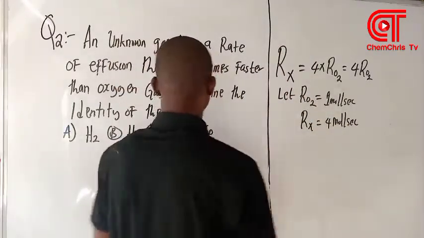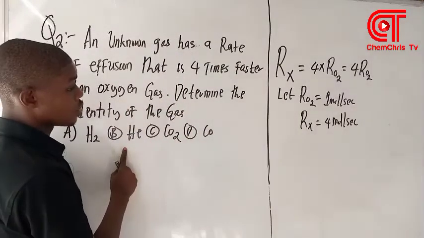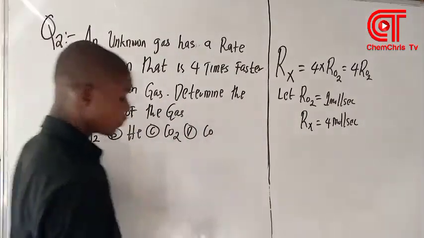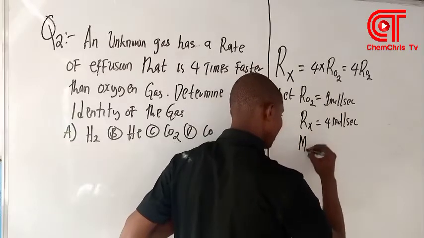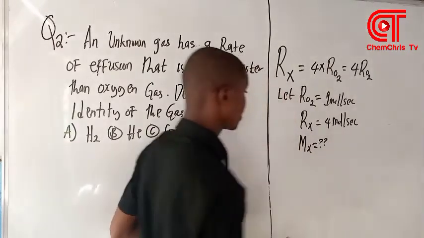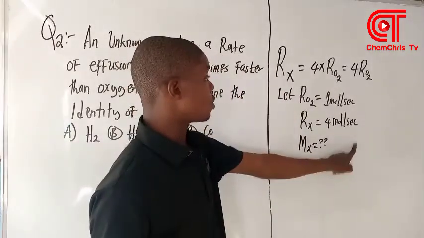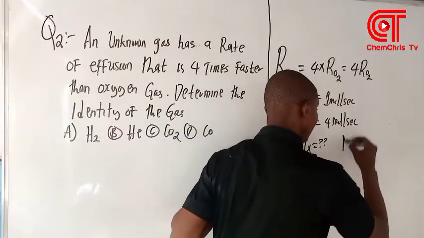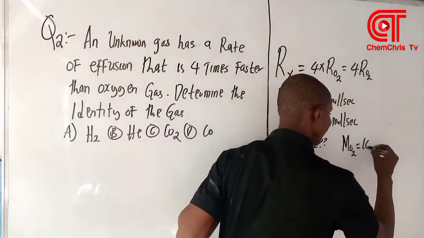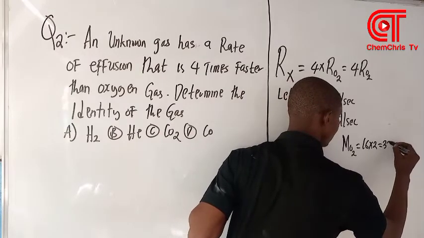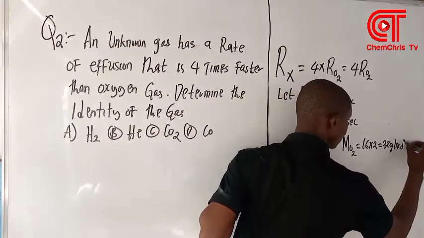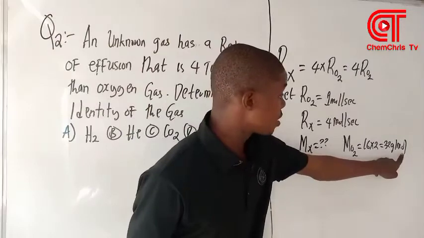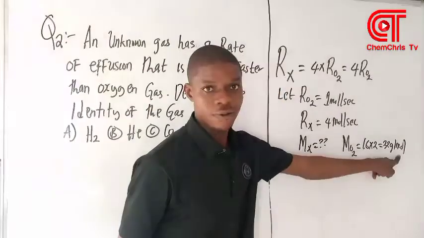Now the easiest way to do it is to calculate the molar mass of the gas, the molar mass of X, which we don't know. The molar mass of oxygen gas is 16 times 2, which is 32 gram per mole.